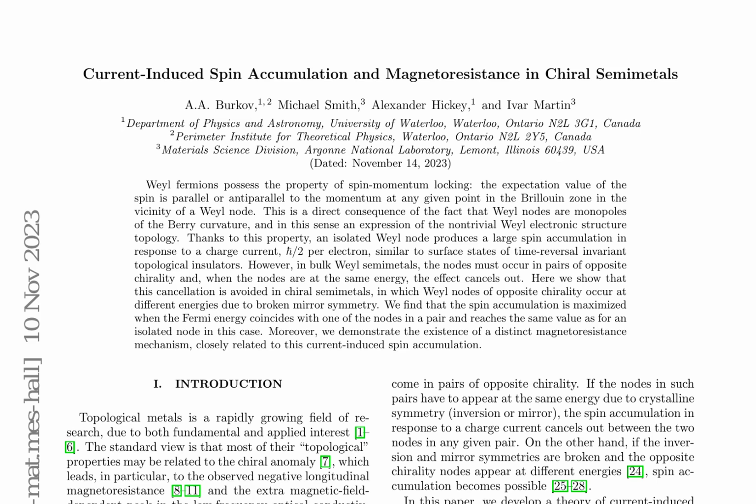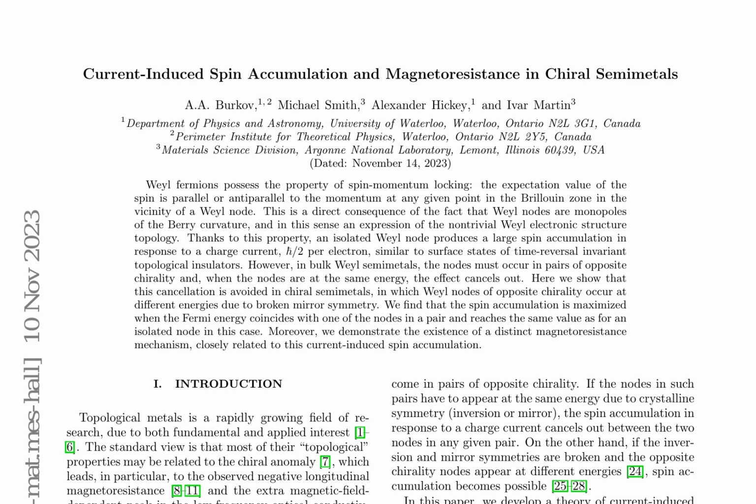This research paper delves into the phenomenon of current-induced spin accumulation in chiral topological semimetals, a rapidly evolving field due to its fundamental and applied interest. The paper centers on the property of spin momentum locking, which is a result of Weyl nodes acting as sources and sinks of the Berry curvature.